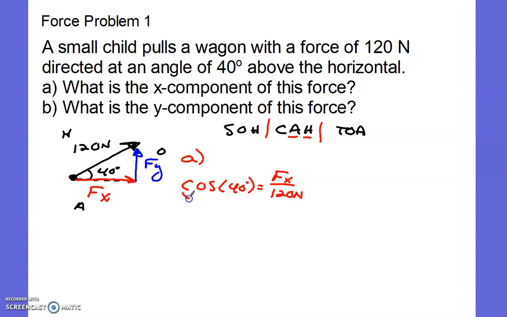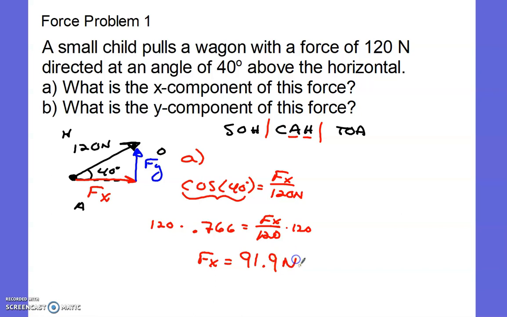Now remember that this cosine of 40 degrees simply represents a number. You can either look it up on a trig table or type it into your calculator. If you find the cosine of 40 degrees, it is 0.766. Then to solve for Fx, we multiply 120 on each side. And we have that the x component turns out to be 91.9. Of course, we need units. All forces are measured in newtons. So this x component is as well.